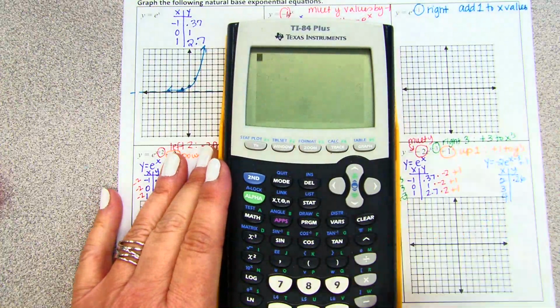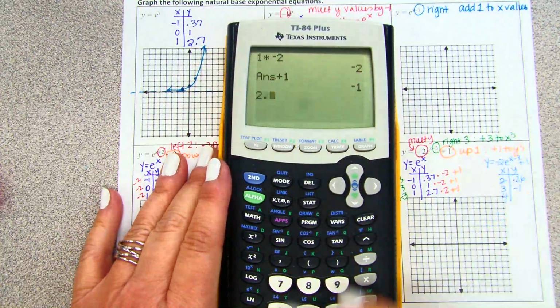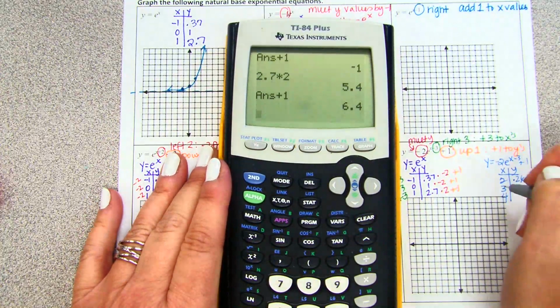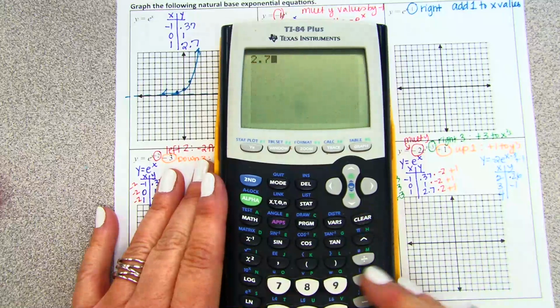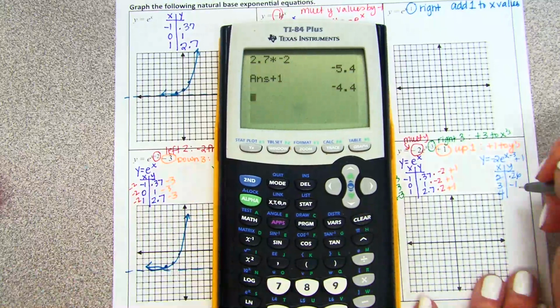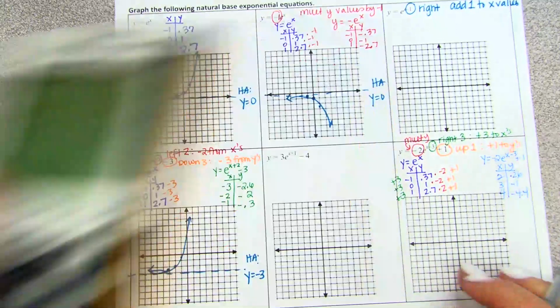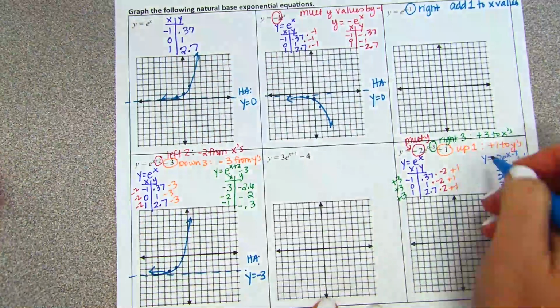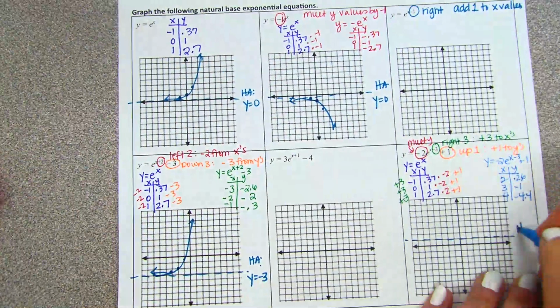Okay, and then over here, same thing. 1 times negative 2 plus 1 is a negative 1, and 2.7 times negative 2 plus 1 is negative 4.4. Okay, so my asymptote, because it goes up 1, is right here.